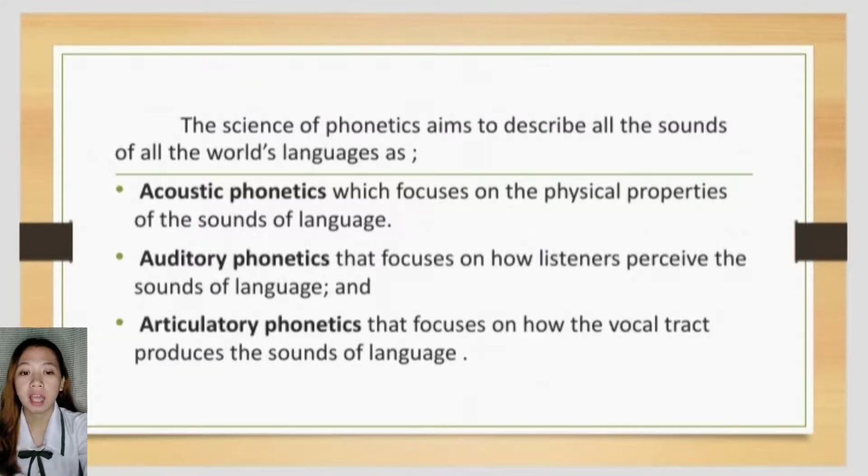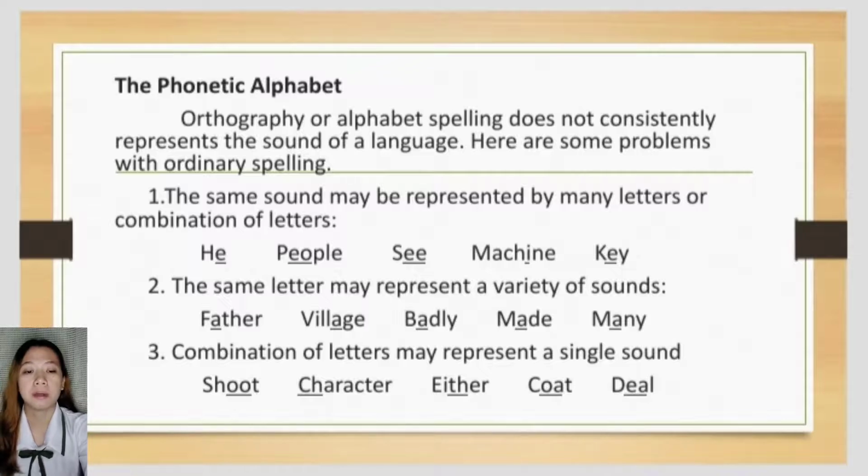The science of phonetics aims to describe all the sounds of all the world's languages: acoustic phonetics, which focuses on the physical properties of the sounds of language; auditory phonetics, which focuses on how listeners perceive the sounds of language; and lastly, articulatory phonetics, which focuses on how the vocal tract produces the sounds of language. So, the phonetic alphabet: orthography, or alphabet spelling, does not consistently represent the sounds of a language. Here are some problems with ordinary spelling.